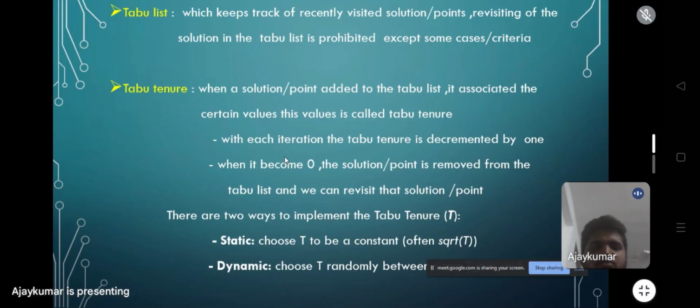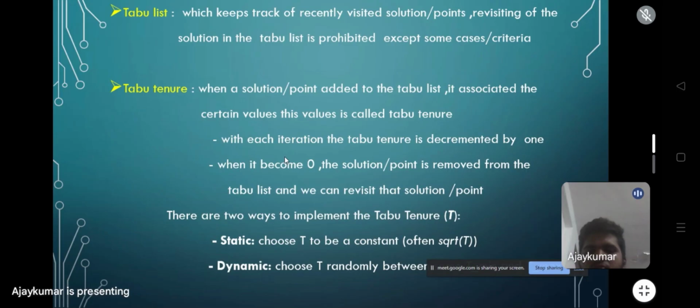When the visited solution is pointed, it's added to the Tabu list and it is associated with some value, so that for some iterations it will not be considered. With each iteration, the Tabu tenure is decremented by one. When it becomes zero, the solution or point is removed from the Tabu list, and we can reuse or revisit that point.